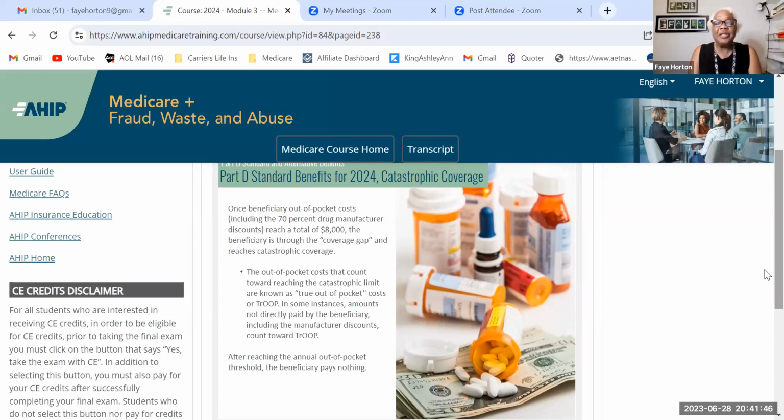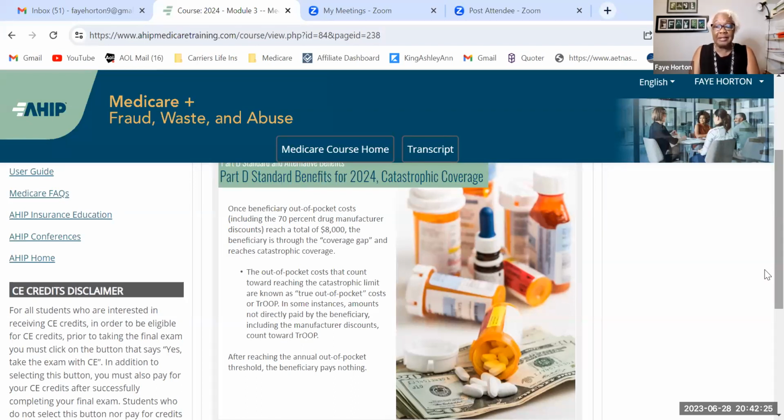Once beneficiary out-of-pocket costs, including the 70% drug manufacturer discounts, total $8,000, that's the number that gets them into the catastrophic coverage for 2024: $8,000. I'm glad it's a round even number. That's one I can remember. Then the beneficiary goes through the coverage gap and reaches the catastrophic coverage. The out-of-pocket costs that count towards reaching the catastrophic limit are known as the true out-of-pocket costs.